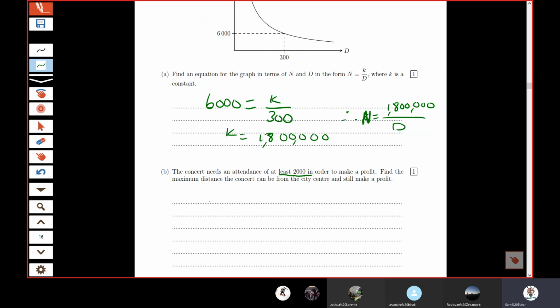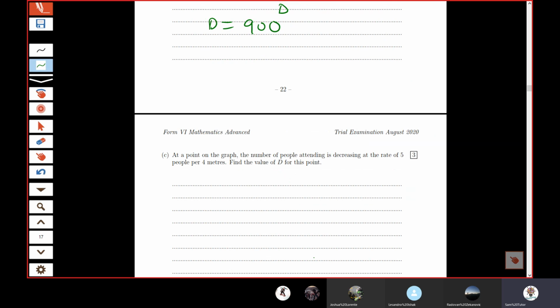Yeah, so just sub it in. So 2,000 equals 1.8 million on D. So D needs to be... Say again? 900. 900 on the dot. Yep. Good job. Again, that was very easy. Don't let the words and stuff confuse you.